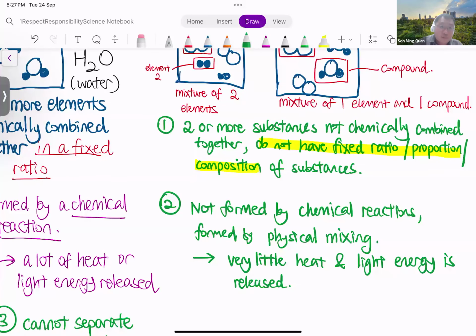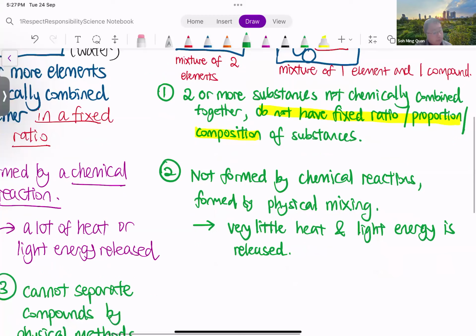So for instance, some mixtures are solutions. I dissolve sugar in water. So the sugar solution is a mixture. To form the sugar solution, actually, I don't release a lot of heat, right? You dissolve sugar in water, it doesn't release much heat.